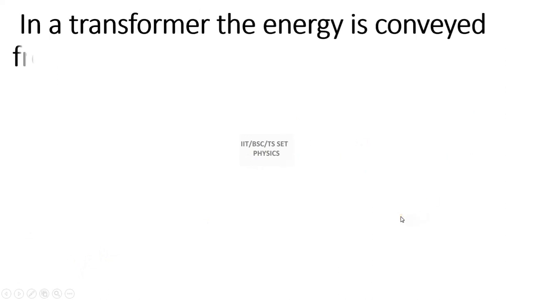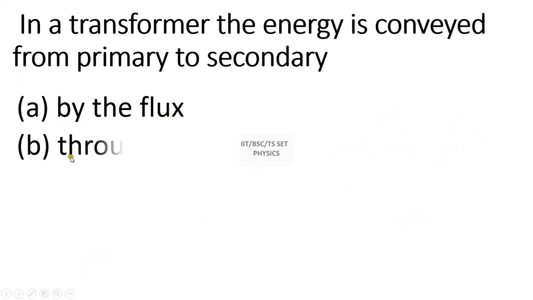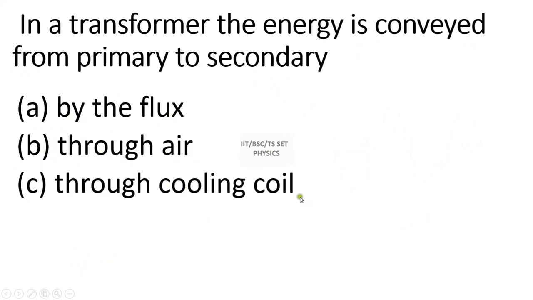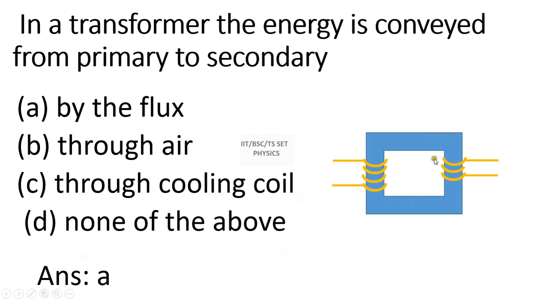Next question, in a transformer, the energy is conveyed from primary to secondary. A. By the flux, B. Through air, C. Through cooling coil, D. None of the above. Answer is A, by the flux. Primary to secondary, the energy transfer is by the flux.